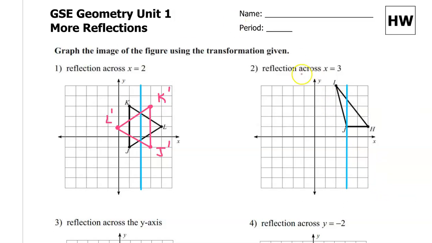Again, let's just count the squares. That's going to be the easiest thing to do for a reflection. So the point I is 1 unit to the left. So I prime is going to be 1 unit to the right. The point H is 2 units to the right, so H prime will be 2 units to the left.